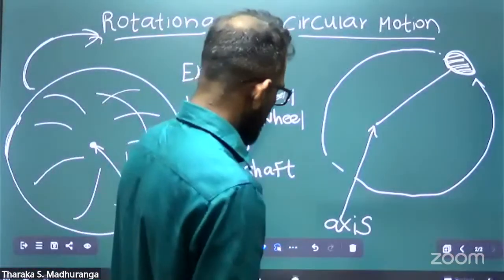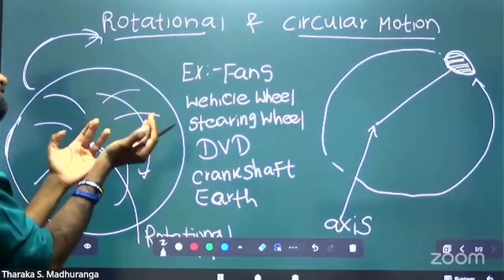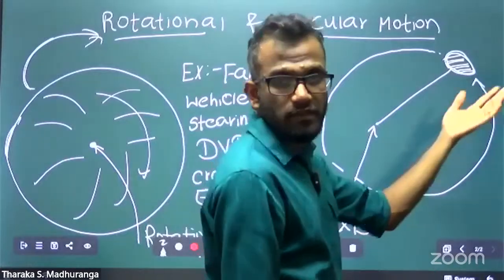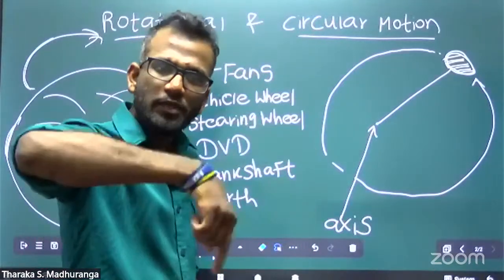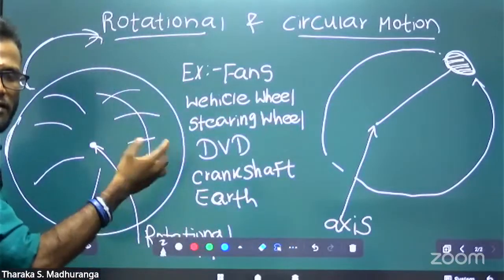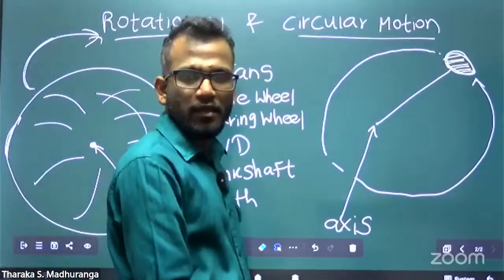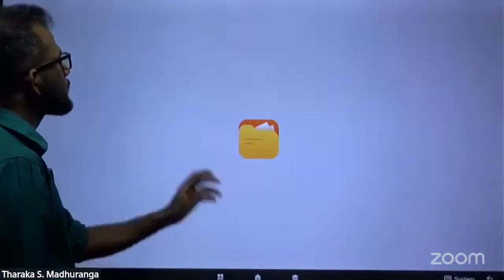Okay, what is the difference from rotational motion? In rotational motion, the rotational axis is within the object. In circular motion, the rotational axis is outside from the object. It is circulating. Circulating. It is rotating. Do you understand the difference? Rotating and circulating. Okay. Now go to the tute. I have given it clearly in the tute.